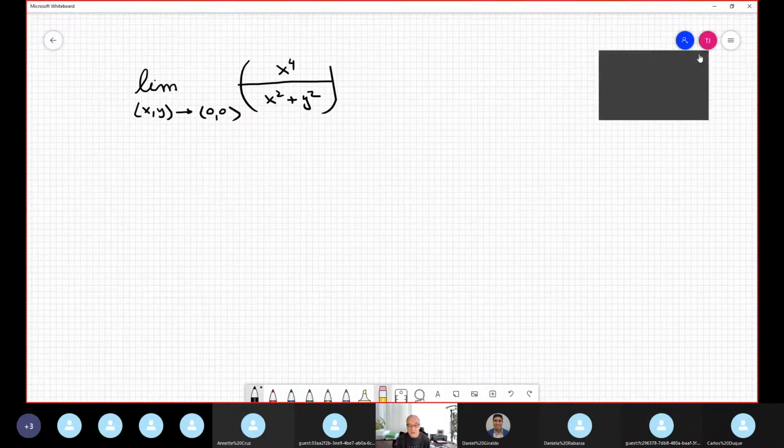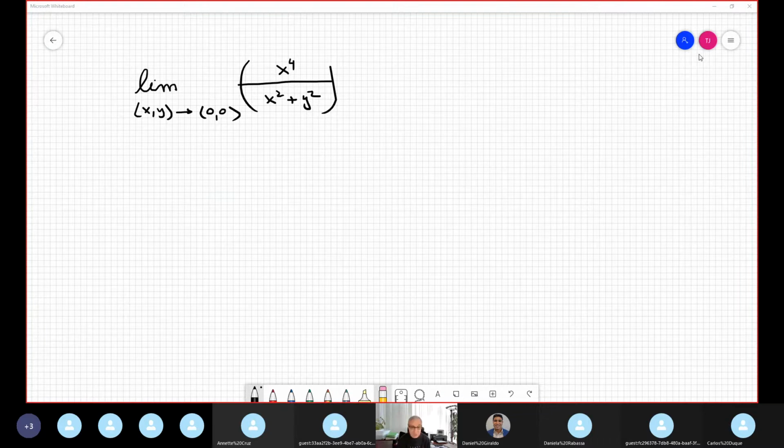Just single variable, ¿no? Ajá, entonces es easy. Okay, another approach is using the squeeze theorem. Let me recall the squeeze theorem.